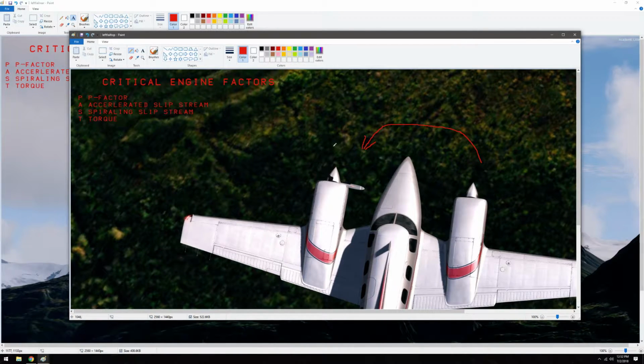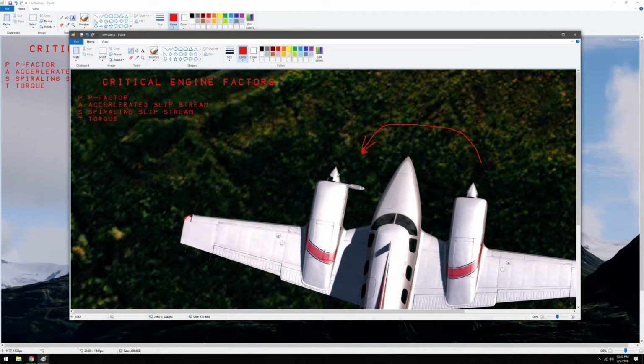Alright, we only have a limited amount of rudder available. So this is the first factor of what goes into determining a critical engine. Now you're asking me, well, why does it make a difference? Okay, well let's look at something here.